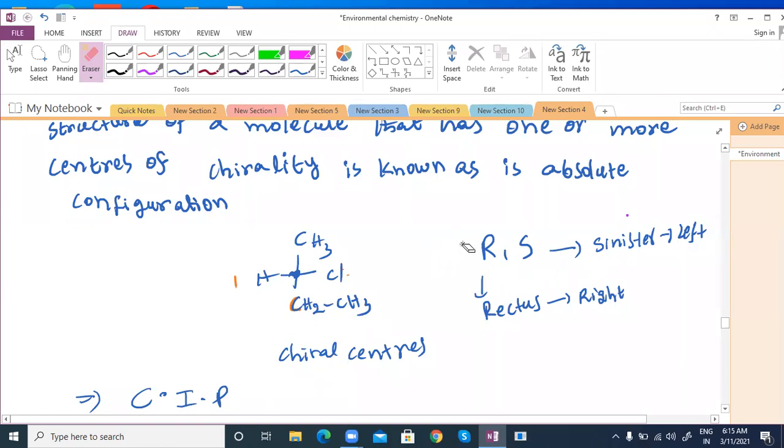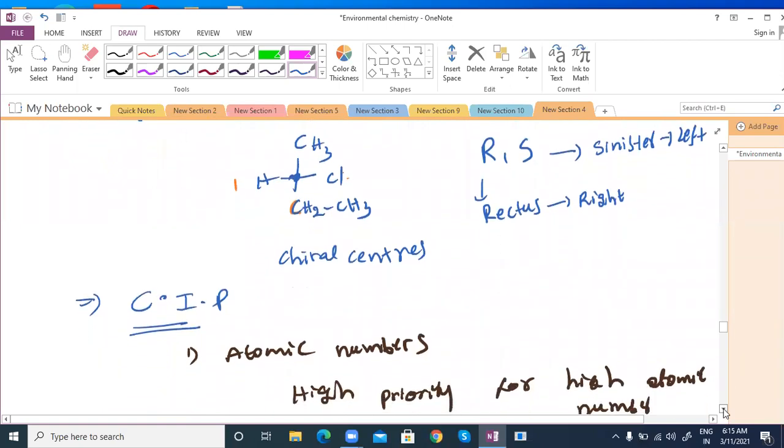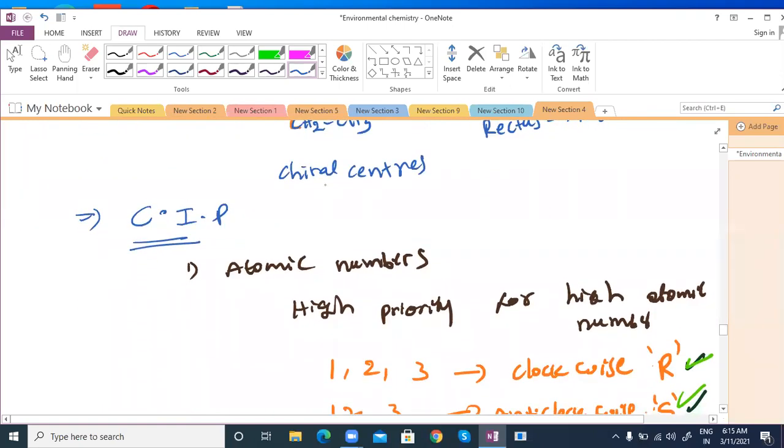So you can see this is the structure of the molecule. How to write RS numbers: R means rectus, that is right side, clockwise direction. S means sinister, that is left direction. It follows CIP rules, which are based on atomic number. I provided the CIP rules briefly here. CIP means Cahn-Ingold-Prelog.